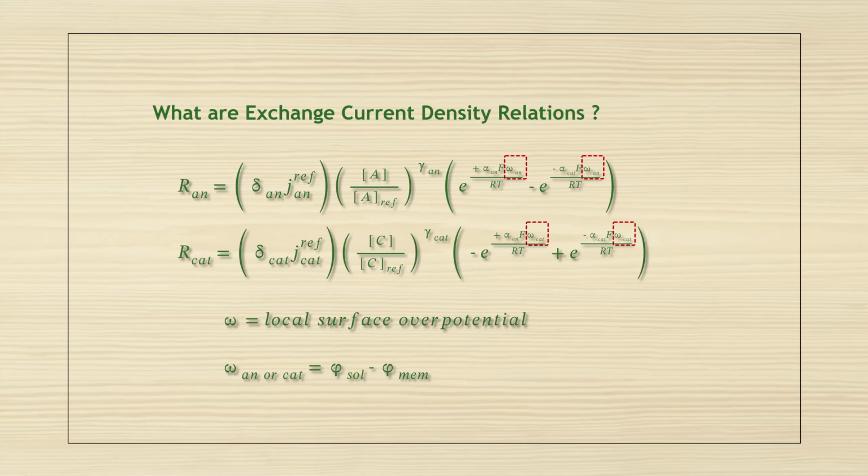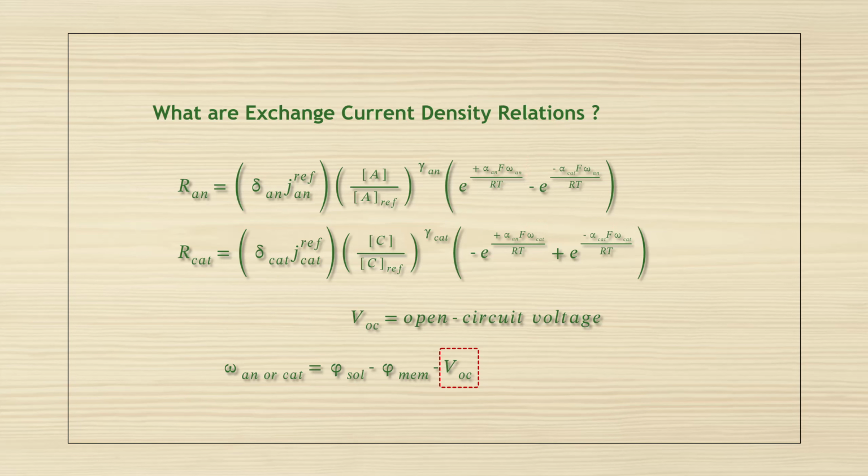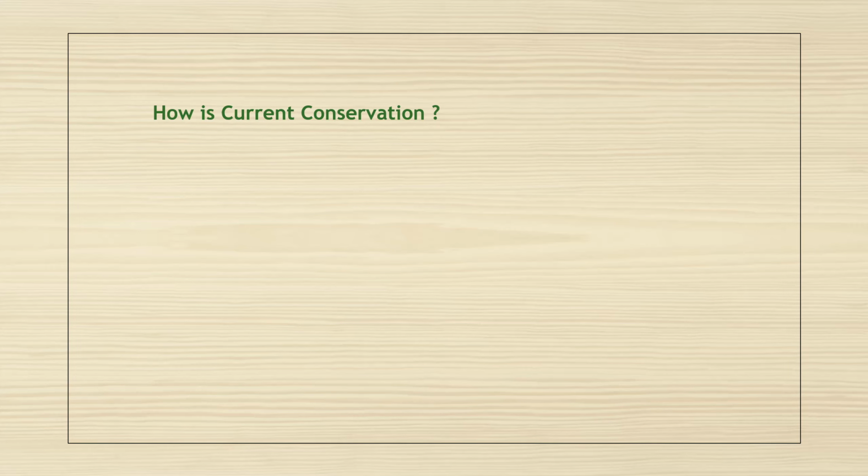As we said moments ago, the surface overpotential is equivalent to the potential difference between the solid and the membrane phases. Note that by crossing from the anode side to the cathode side, or vice versa, inside the electrolyzer, the electric potential increases. This gain in electric potential is accounted for by subtracting the open circuit voltage on the anode or cathode side. In electrolysis processes, there is current conservation. Since the electric current produced on the anode and the cathode sides of the electrolyzer are the same, the current conservation relation is expressed as shown.